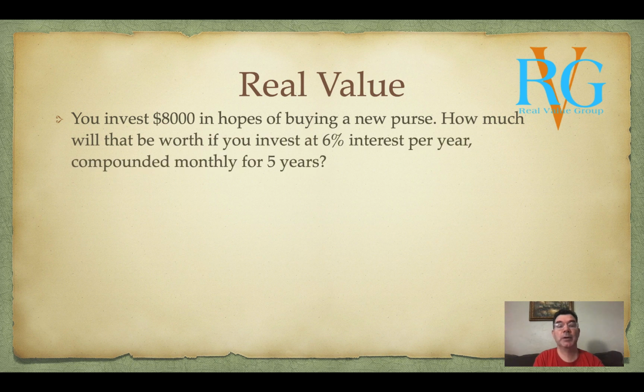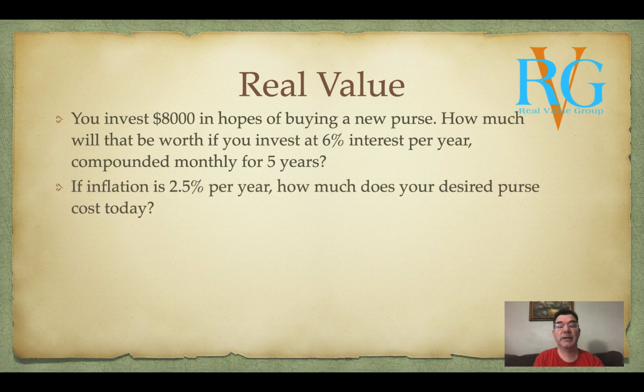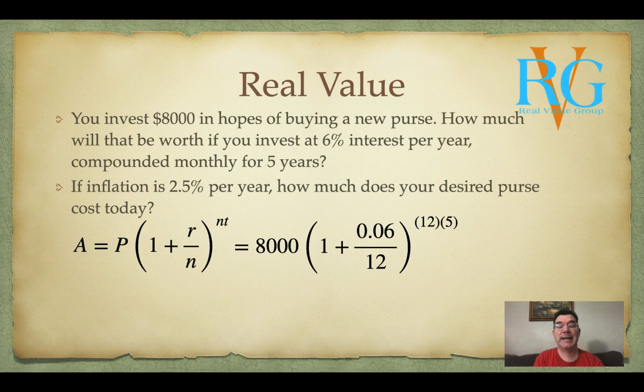All right, so here's an example. You will invest $8,000 in hopes of buying a new purse. How much will that be worth if you invest at 6% interest per year, compounded monthly for 5 years? And if inflation is 2.5% per year, how much does your desired purse cost today? So there's our formula for compound interest because we are investing money. So it's $8,000 is my P value, R is 0.06, and N is 12 because it is compounded monthly, which means it's compounded 12 times per year, and T is 5 for 5 years.